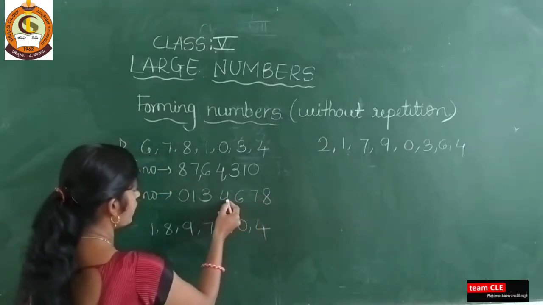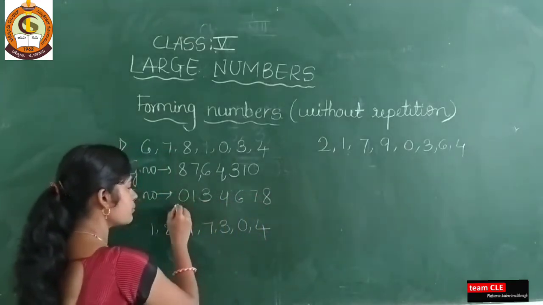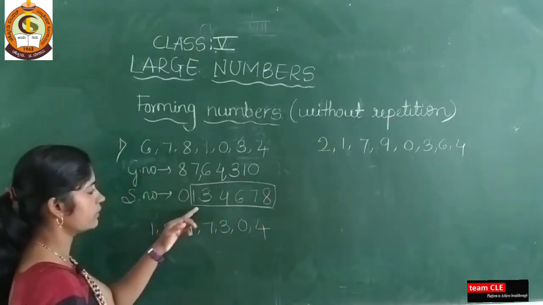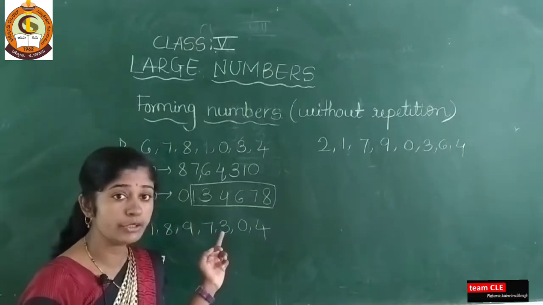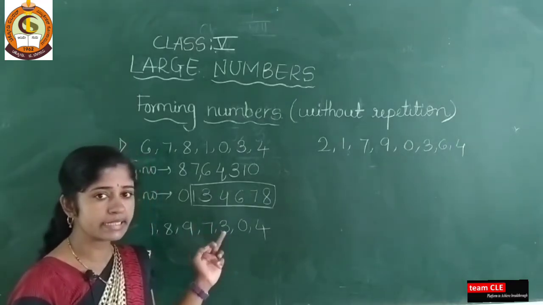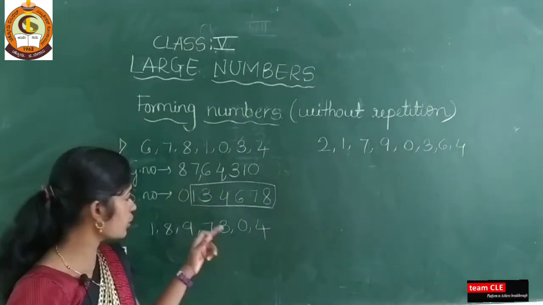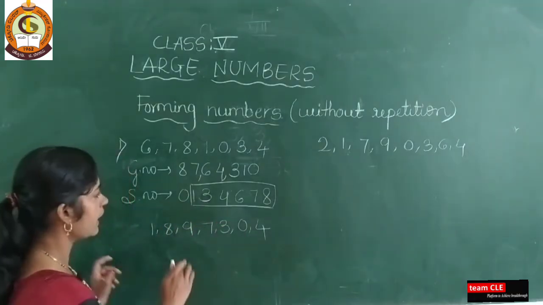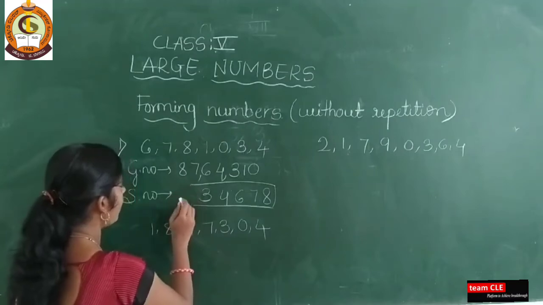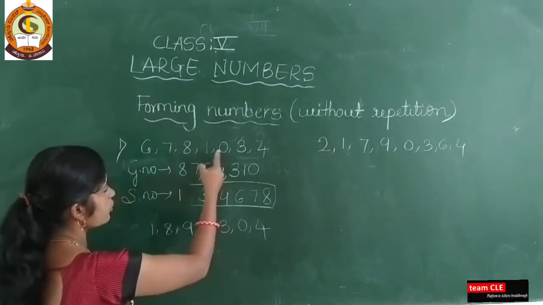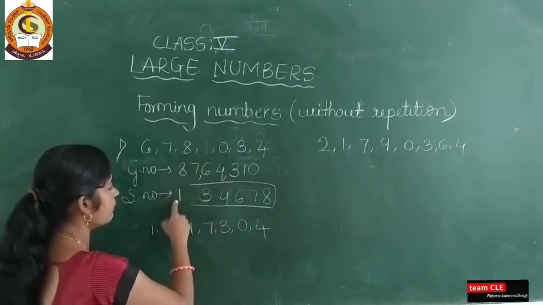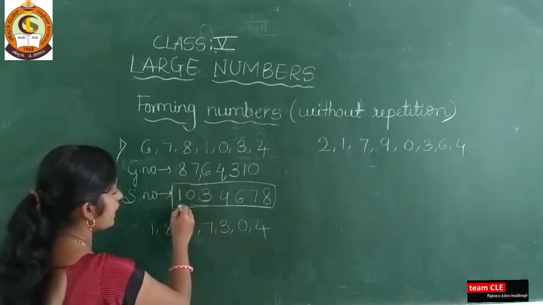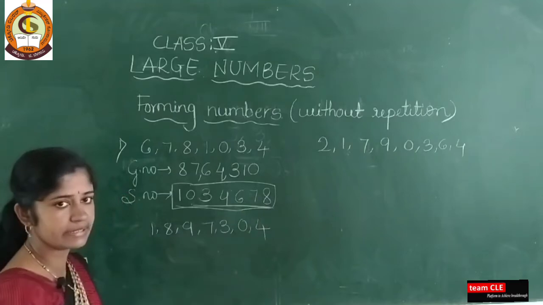See here 1, 2, 3, 4, 5, 6, 7. So if 0 is first, I form only a 6 digit number. But the question is to form what? A 7 digit number. So if I wrote 0 first, that is completely wrong. For that what to do? First you have to write 1, the smallest number after 0. Next you write 0. So this way you have to form the 7 digit smallest number.